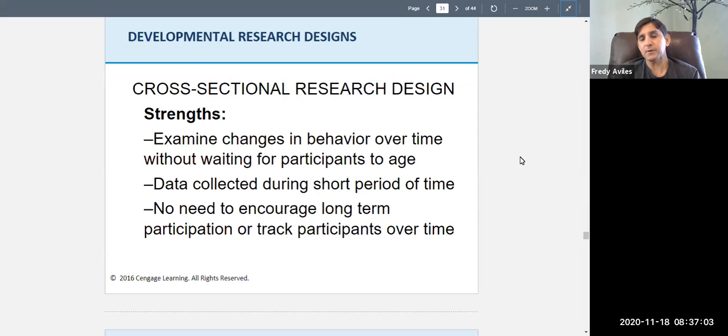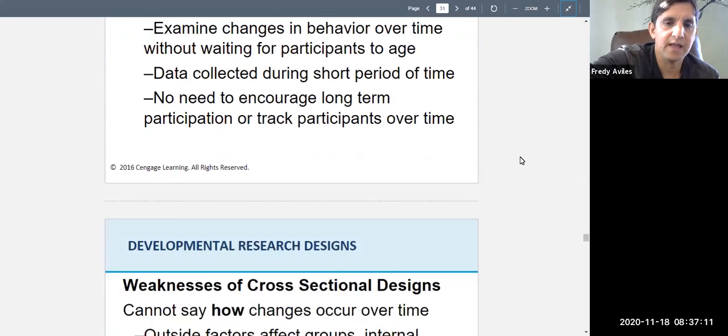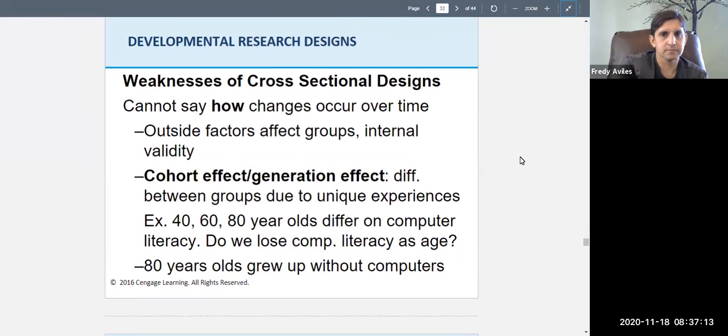Okay, you don't have to track participants over time. All you're doing is measuring something for people of different age. That's all you're doing. So it's easy in that sense. There are some problems that I was itching to get at, and I was trying to get ahead of myself, but here are the weaknesses. Weaknesses of cross-sectional designs. You cannot say how the changes occur over time.